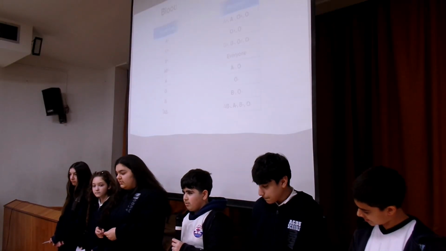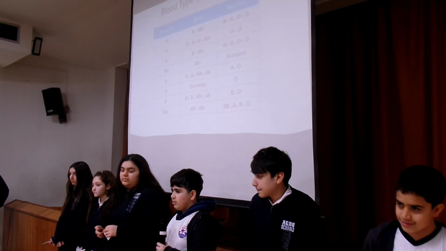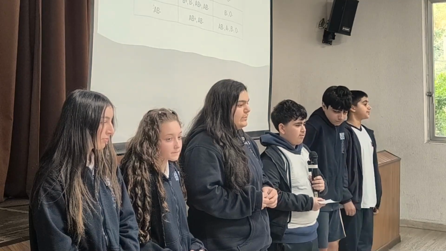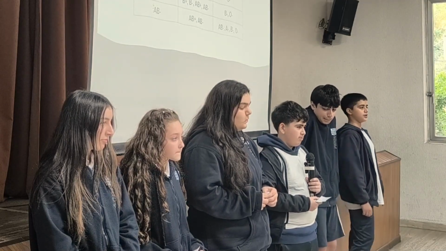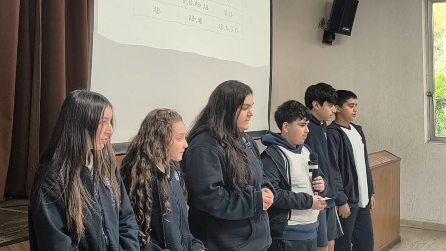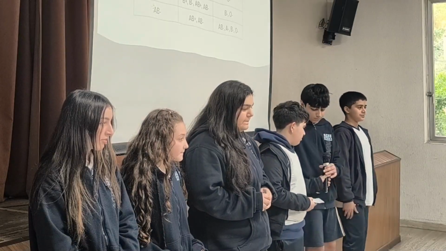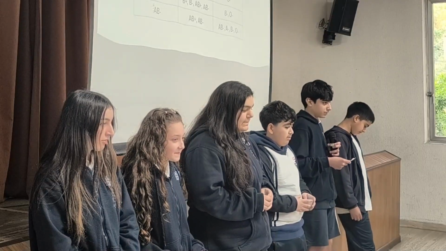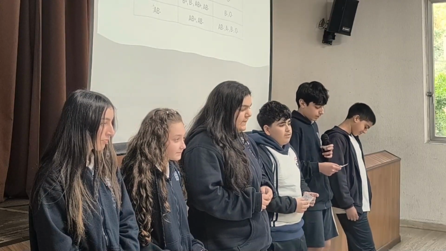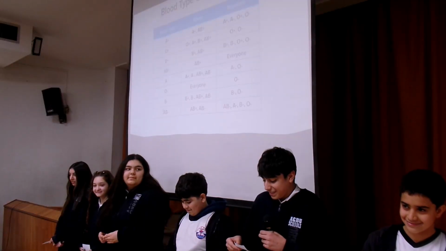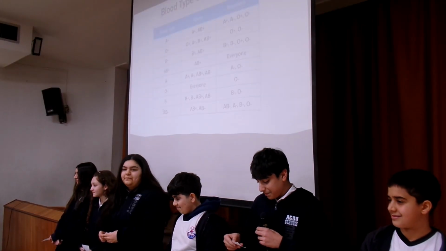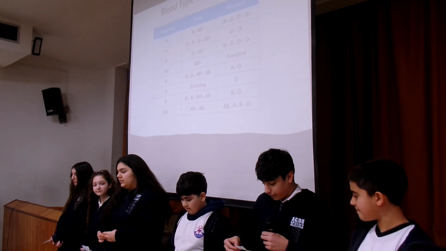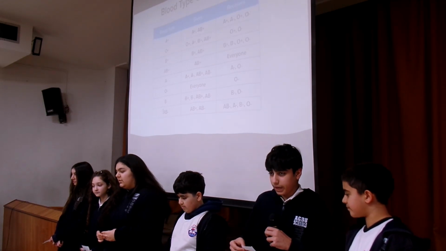This table shows which blood types can donate to others and which types they can receive from. Some blood types are more flexible than others. For example, O negative is known as the universal donor because it can donate to everyone, while AB positive is known as the universal receiver because it can receive blood from all blood types. Knowing blood compatibility is very important to make sure blood transfusion is safe and does not cause harmful reactions.